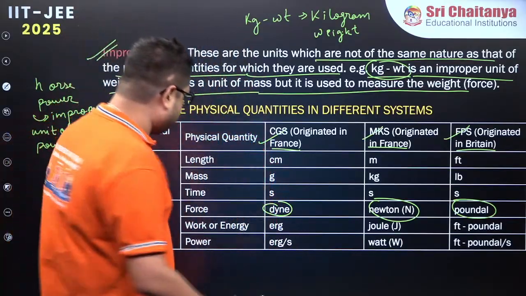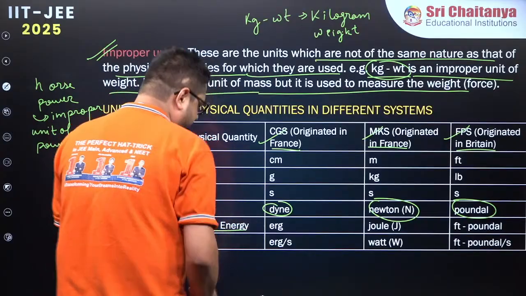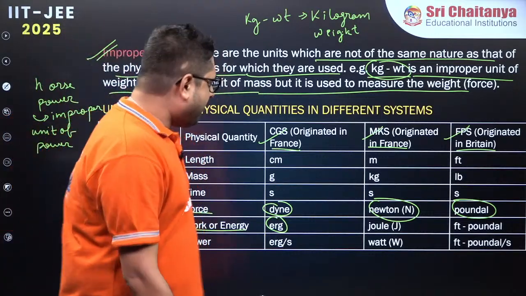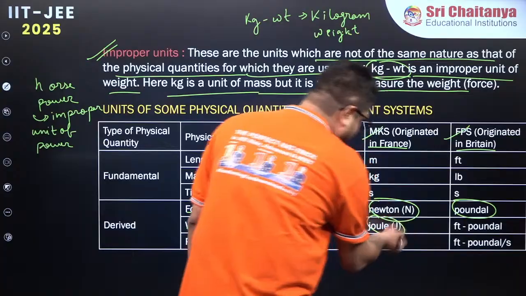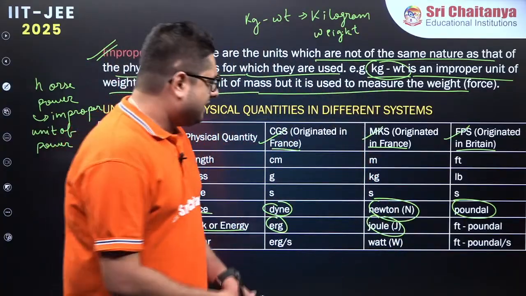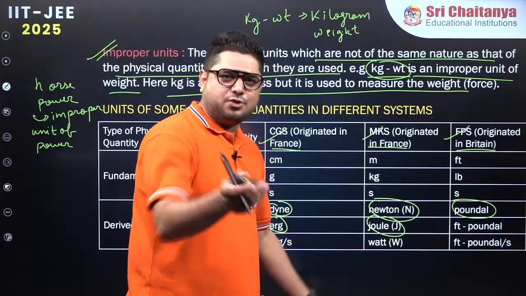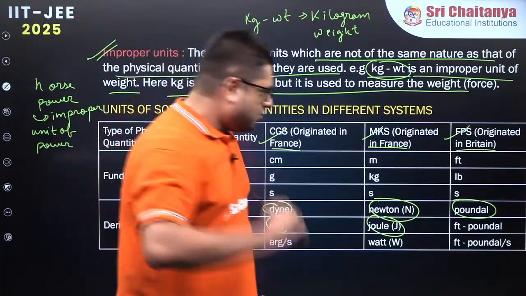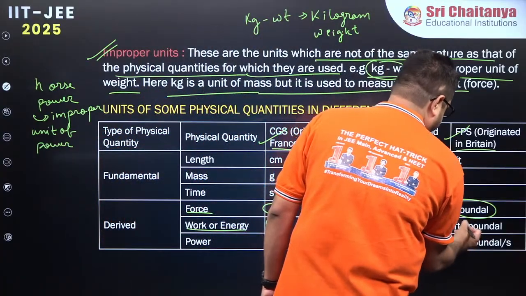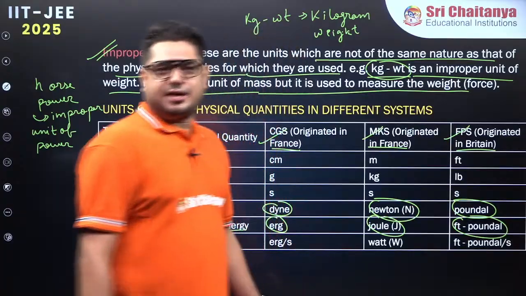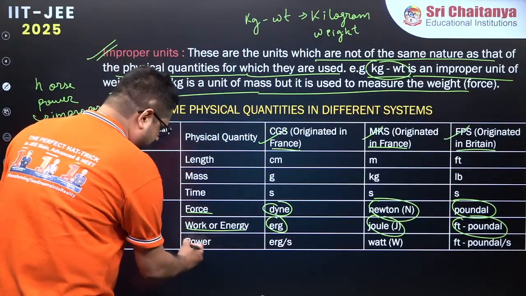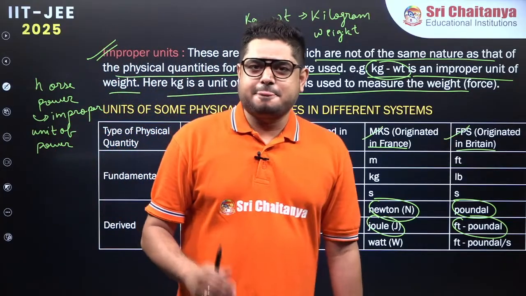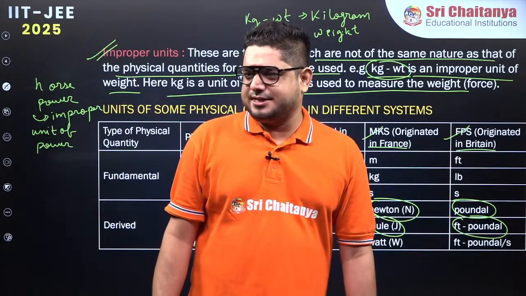The next comes over here, that is work or energy. In CGS it will be erg, and in MKS you know that joule. Even in the SI system, the unit of force is Newton and the unit of work done or energy is joule itself. But in the case of FPS it will be foot-poundal, okay everyone? Now for power, this has to be erg per second, because you know that power is energy per unit time, isn't it?